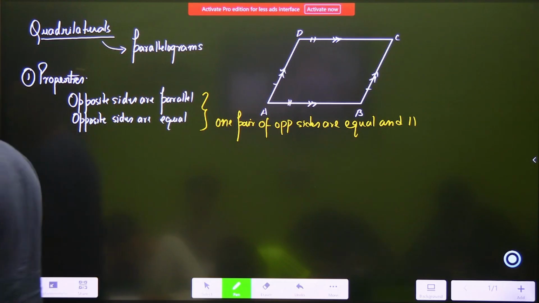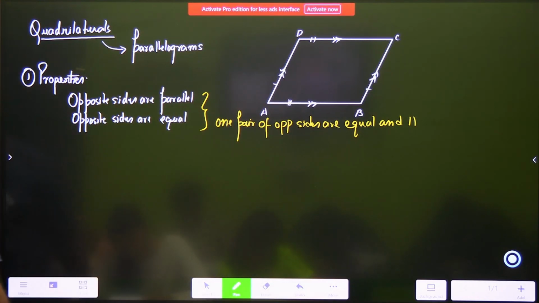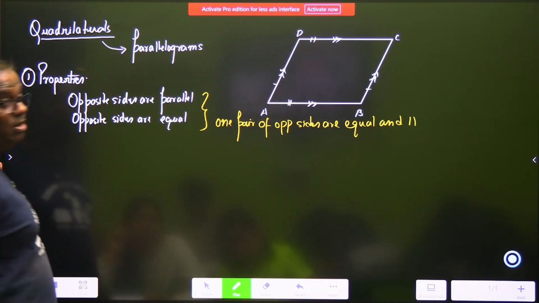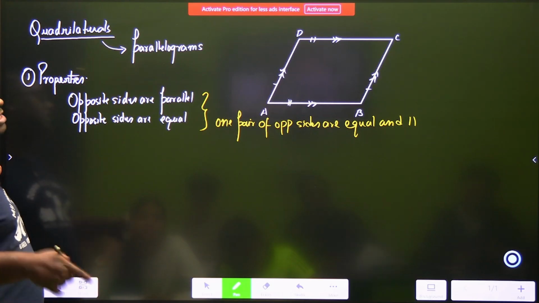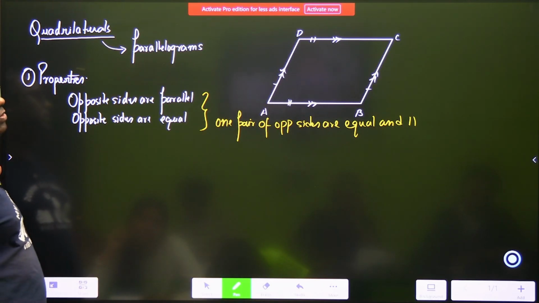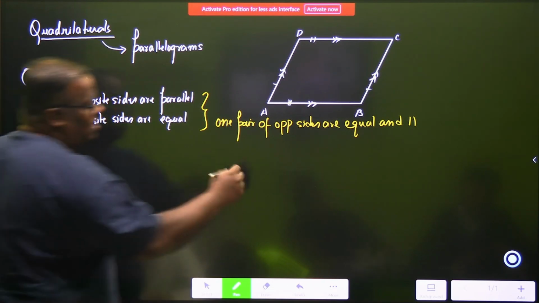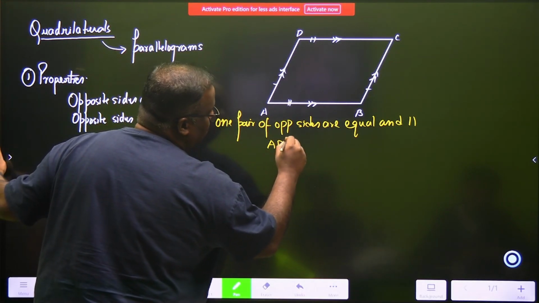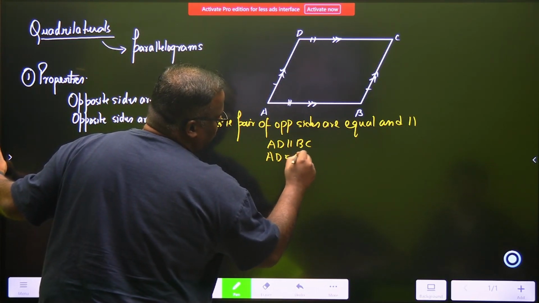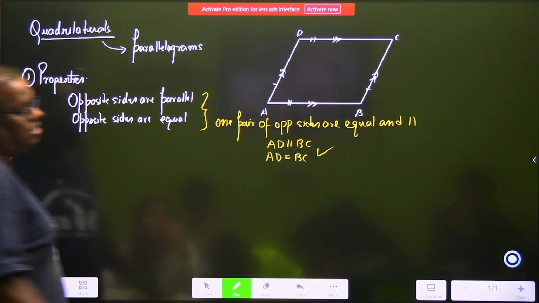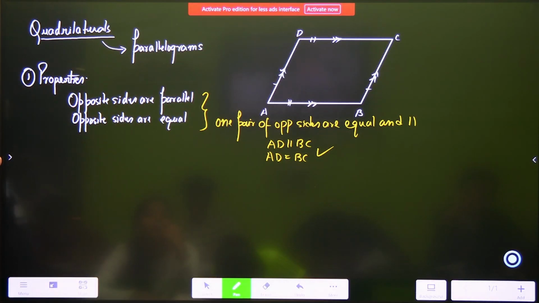This is interesting. Either you prove that both the pairs are equal, both the pairs are parallel, or you prove that one pair is equal and parallel. What I'm trying to say is, if you can prove that AD is equal to BC and AD is parallel to BC, this is necessary and sufficient. You need not bother your head on AB and CD. Suppose you prove AD is parallel to BC and similarly you also prove that AD is equal to BC, enough. This is the criteria for a parallelogram. You need not break your head on AB or CD.